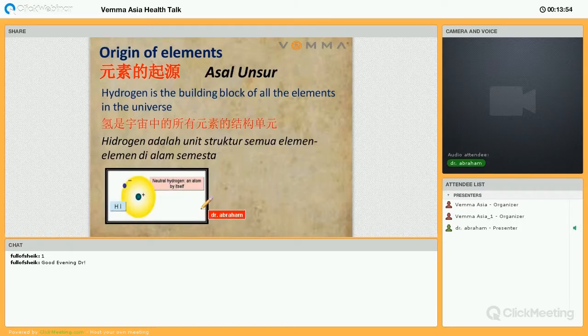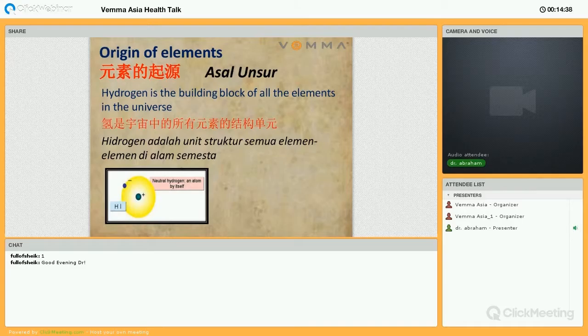Now, what do we call these substances? These substances are called elements. Okay, hydrogen is an element. Oxygen is an element. What do we mean by element? An element means you cannot divide it into further substances. Like, for example, water can be broken down to hydrogen and oxygen. Anything that cannot be broken down further into simpler substances is called an element. So hydrogen is an element.